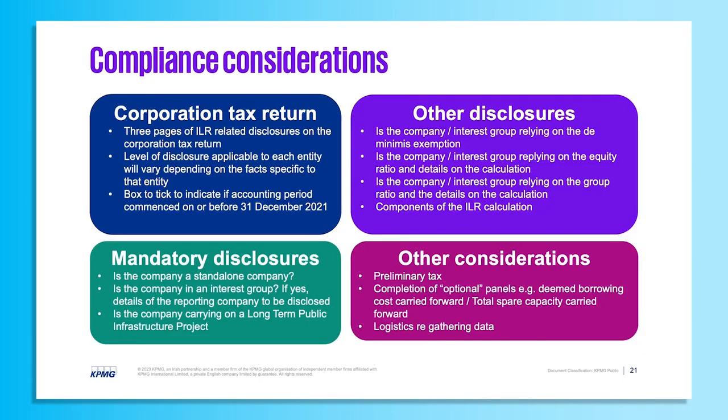An entity will be required to disclose where it is relying on the de minimis exemption. This again is a tick the box disclosure, so no numbers are required to be disclosed. Where an entity is relying on the equity ratio or the group ratio, then it will be required to outline details of the exemption calculation, such as the equity and total assets of the company and of the worldwide group.